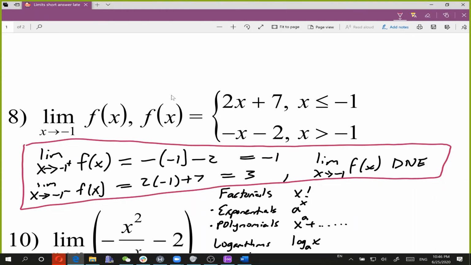Okay, so the key to this one is our one-sided limits did not match. My limit from the left was 3, my limit from the right was -1, so my general limit cannot exist.